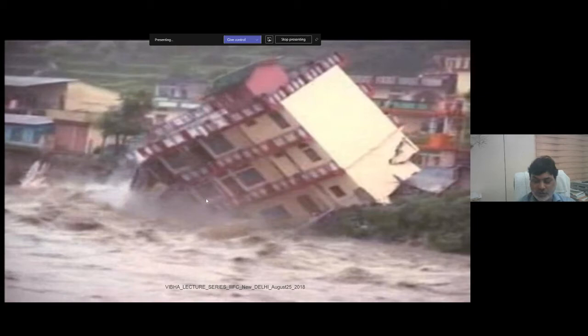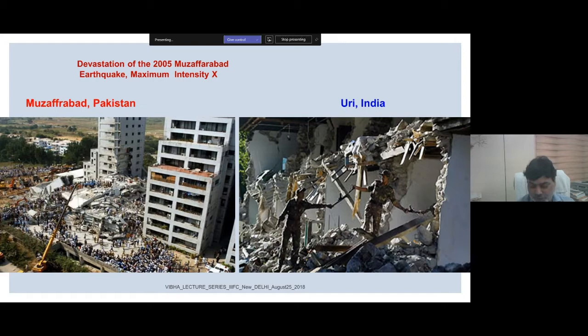Well-built hotel is just found to be raised to the ground. And the transboundary, because earthquake does not respect the geographical boundary, it can hit any place at any time, and its rupture propagation can go beyond the source zone, depending on what seismotectonic setting is there. So in Muzaffarabad, Pakistan, and Uri, India, on the right side and left side, you can see some buildings are completely devastated in the surrounding, but some taller buildings are still standing.